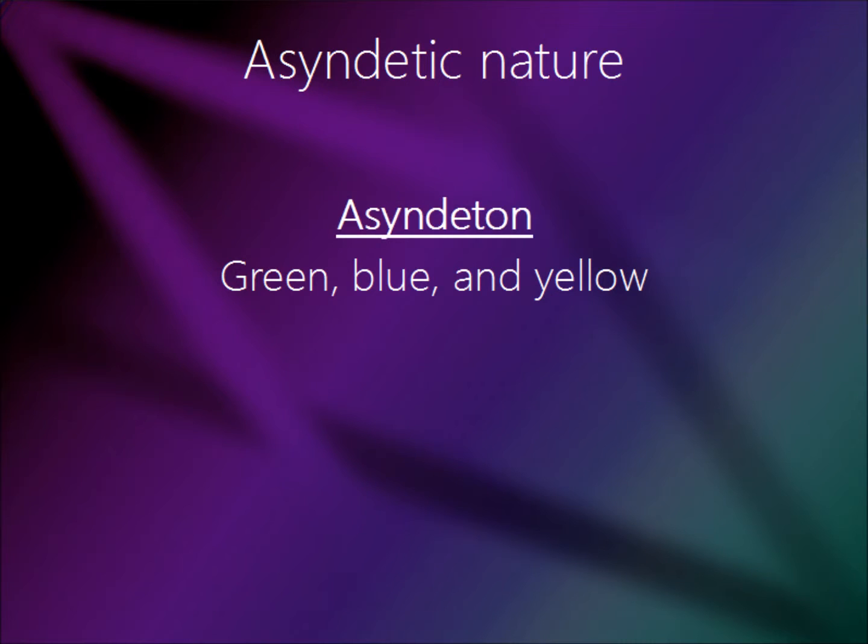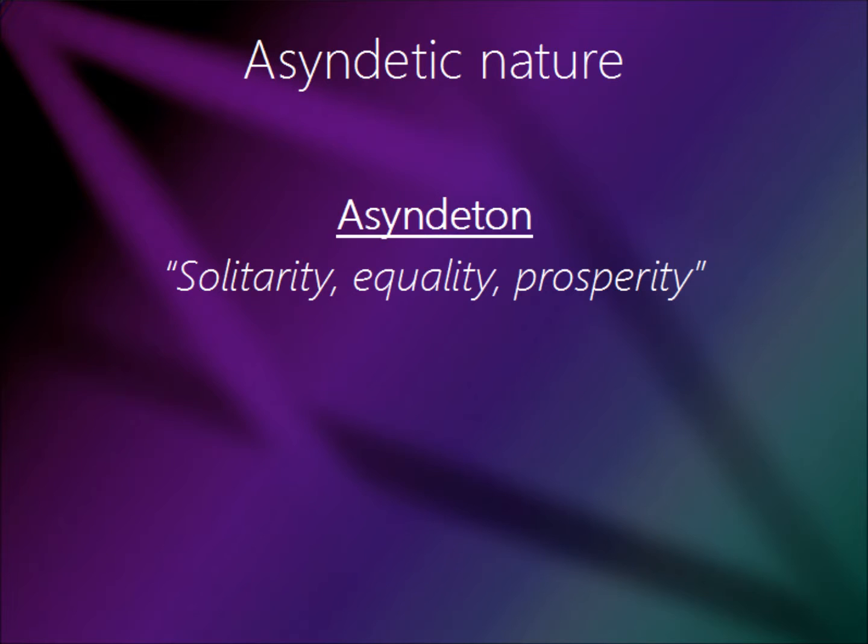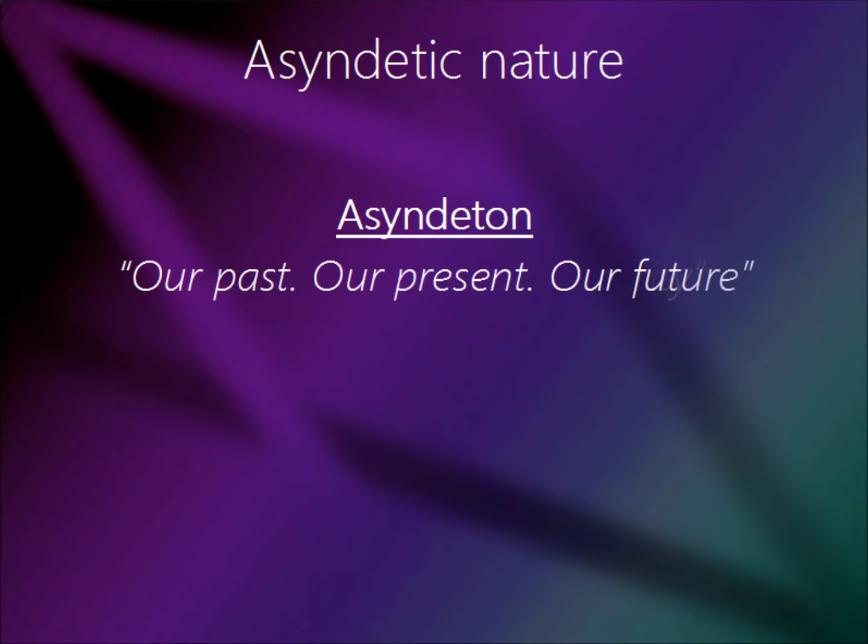Now, the asyndeton is a figure of speech that was already used by the ancient Greek rhetoricians to enhance an argument, where the conjunction word and is omitted. It is still a popular tool today. It doesn't take a lot of imagination to hear a politician say, solidarity, equality, prosperity. Or perhaps, our past, our present, our future.